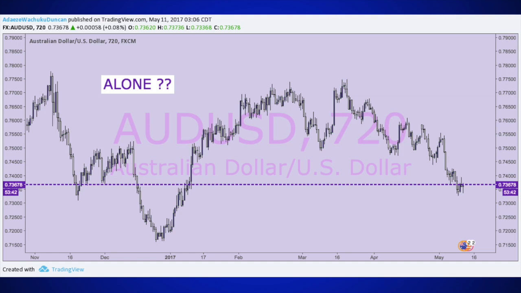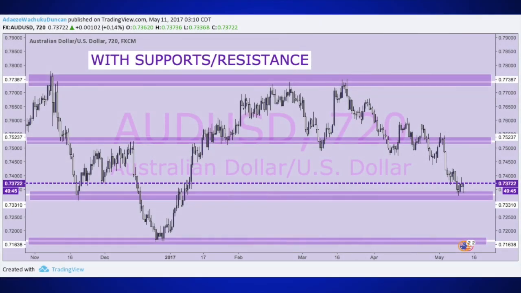Maybe you could say it's going down. Maybe you don't realize it's actually on its way up. But when you actually put the lines in, then it becomes more clear. Now, here's that exact same picture, but with the support and resistance areas drawn.